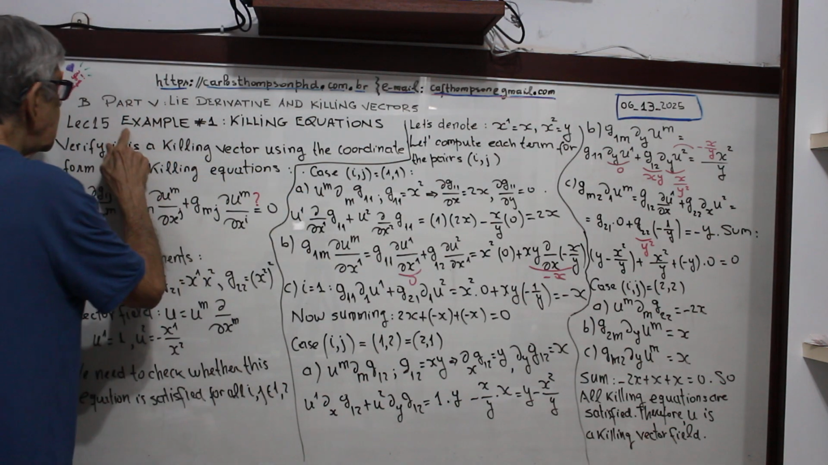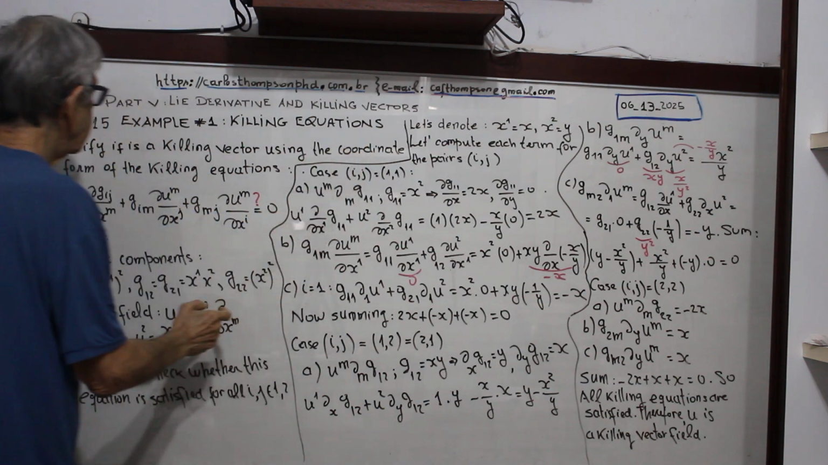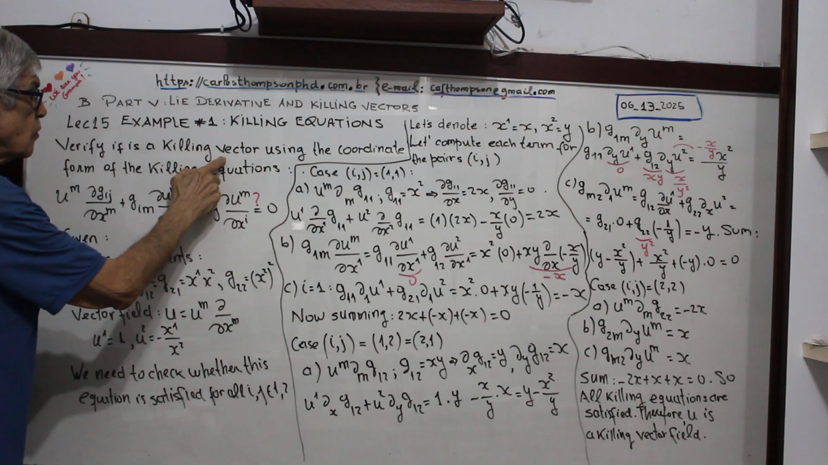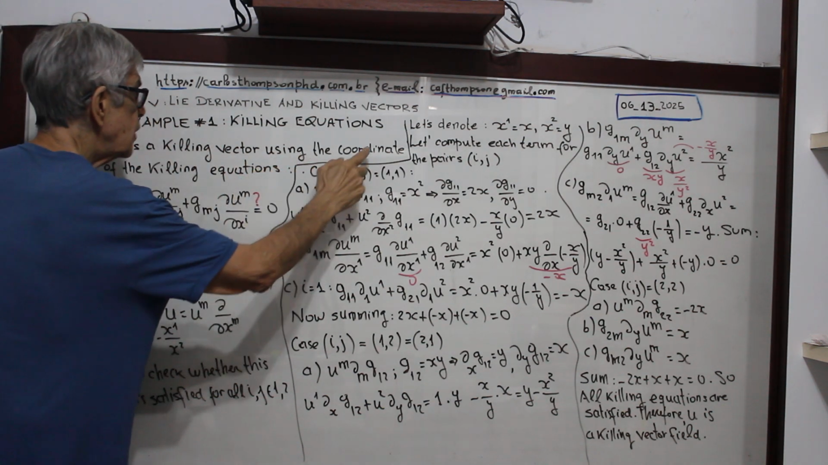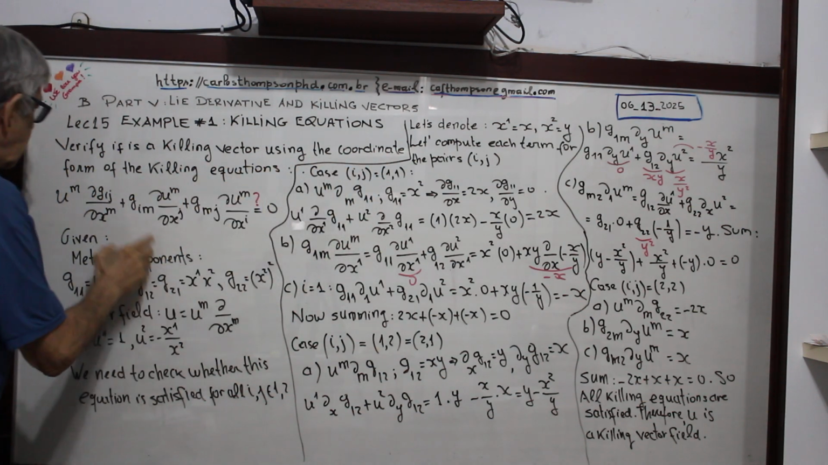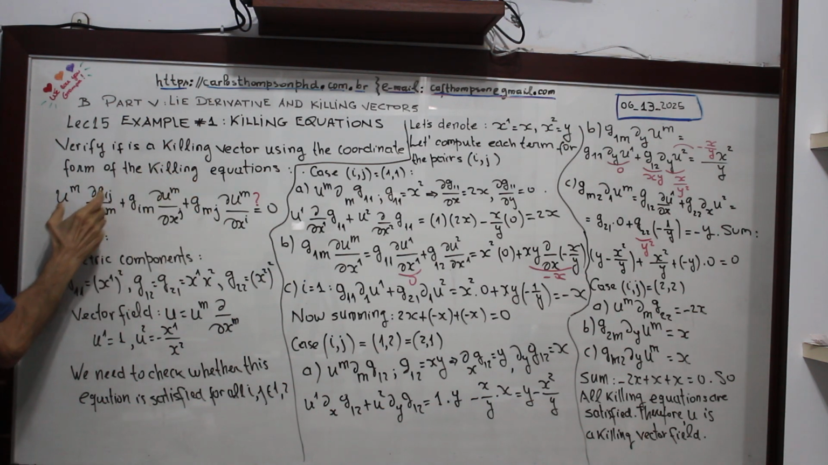Lecture 15, example 1. Killing equations. Verify if u is a Killing vector, in this case a Killing vector field, using the coordinate form of the Killing equations. These are the coordinate forms.